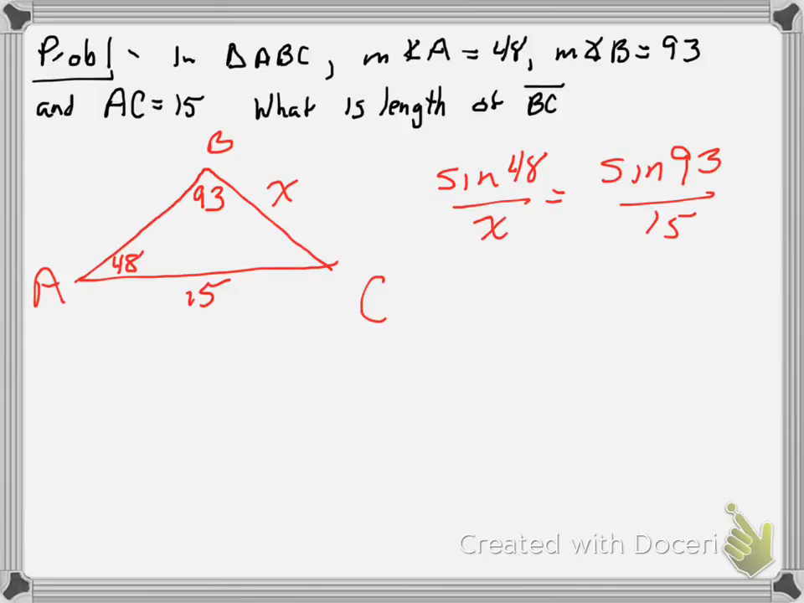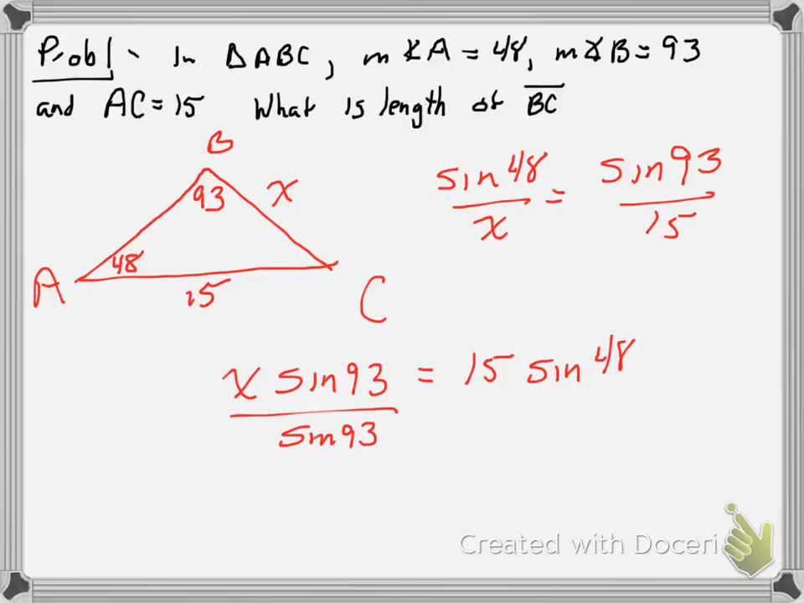You get X times the sine of 93 equals 15 times the sine of 48. Punch in your calculator, we'll get that. Don't do it right here, do it later. Divide both sides by the sine of 93, because you don't want to round too early. That cancels, I get X equals, punch all that in your calculator, 11.16.